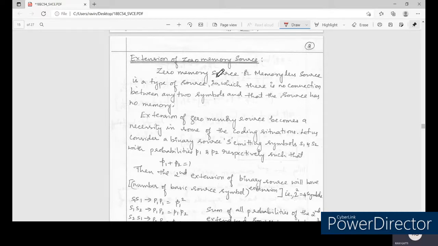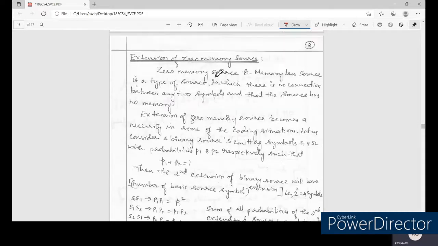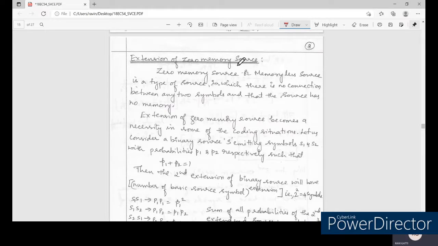And why is it called a zero memory source? When I emit a particular symbol, it does not depend upon the previous symbol I have emitted. The arrival of the symbols is independent of the previous symbols I have emitted. So it is called a zero memory source. And since we are extending the number of source symbols produced by a particular symbol, it is called an extension of zero memory sources.